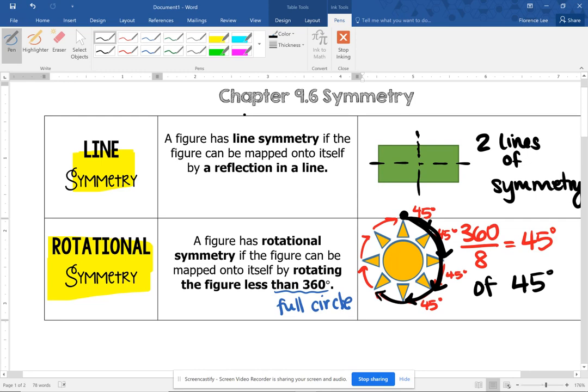I can actually say that it has rotational symmetry for each of these. And just keep going 45 and keep adding 45, okay? But the smallest turn, we say it's of 45 degrees. So 45-degree rotational symmetry.